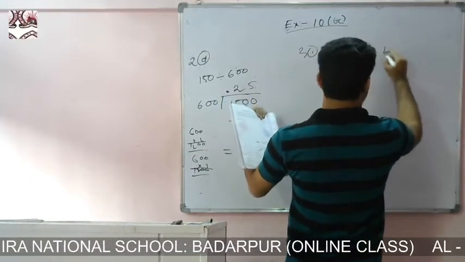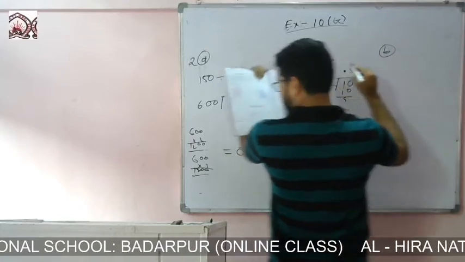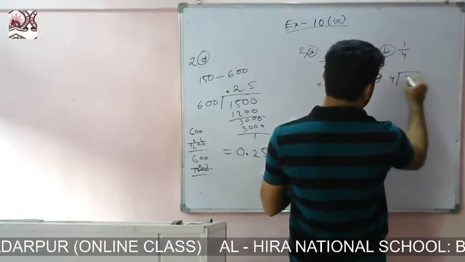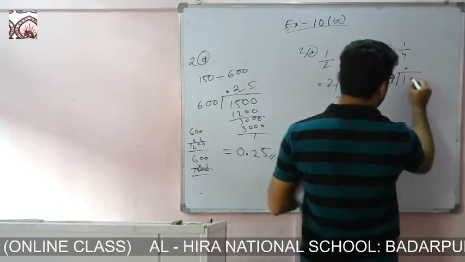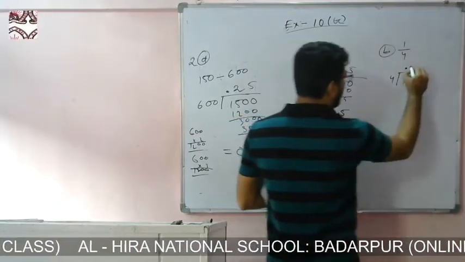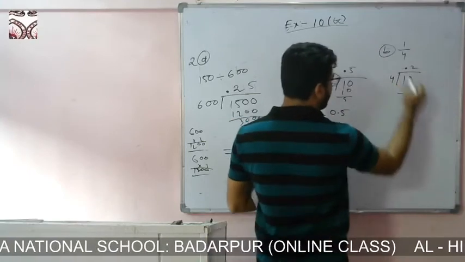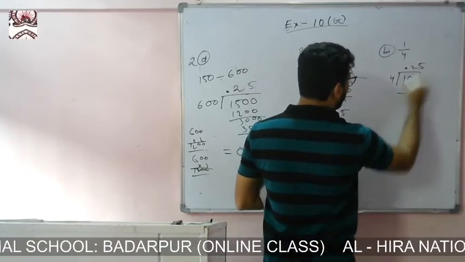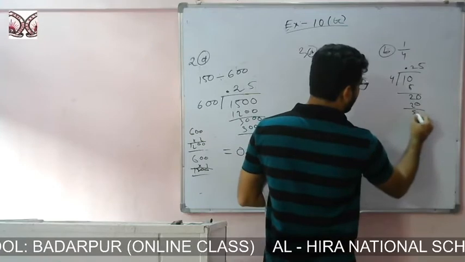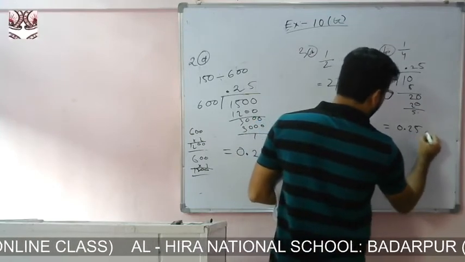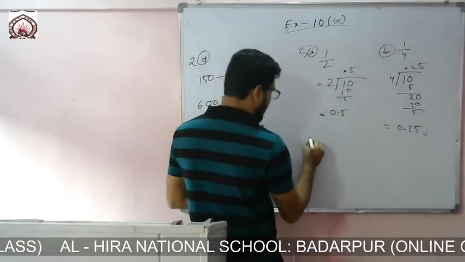Okay, now come to B. 3B is 1 by 4. So write 4 1. So we'll put a point and bring 10. Then 4 2s are 8. 10 minus 8 is 2. So point is there, we will bring 0. Then 4 5s are 20. So we can write 0.25. Okay.